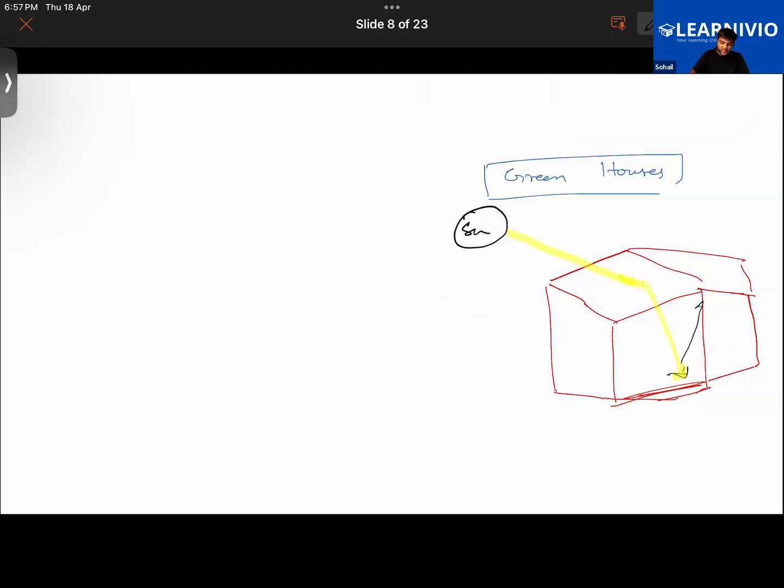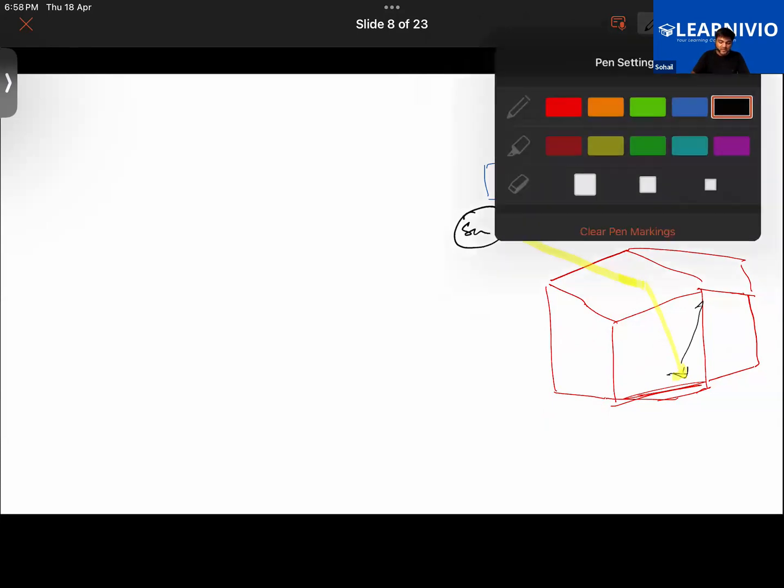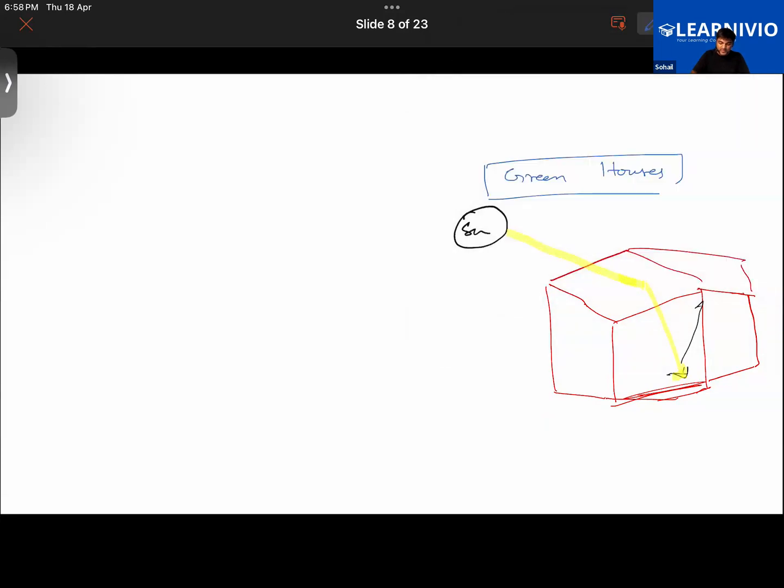So even in the winters, even in cold conditions, the inside of this house remains hotter. So plants will grow well in this. So that's why you call it a greenhouse. Are you guys understanding this?